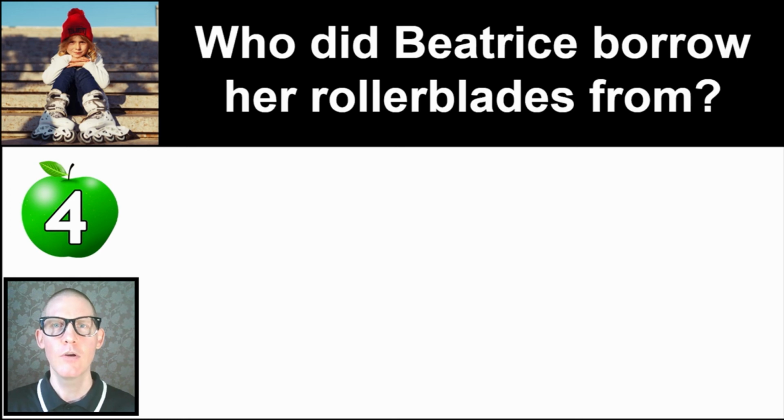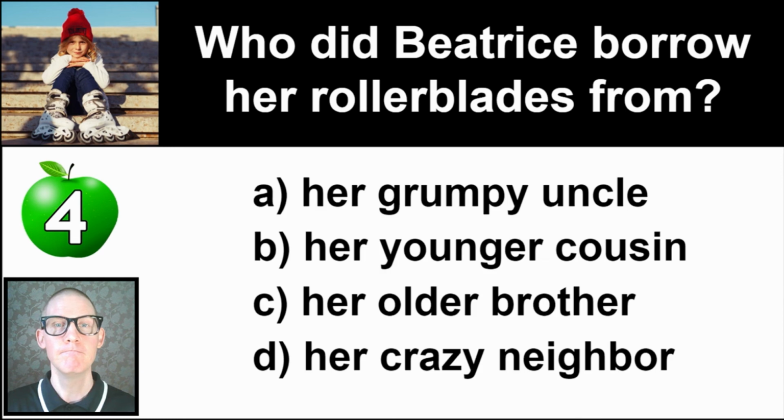Question number 4. Who did Beatrice borrow her rollerblades from? A. Her grumpy uncle. B. Her younger cousin. C. Her older brother. Or D. Her crazy neighbor. What do you think?